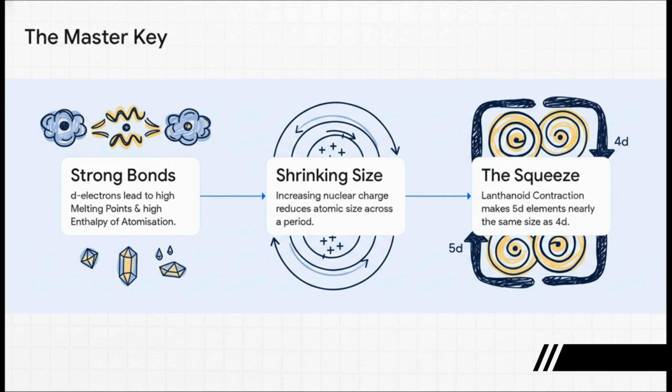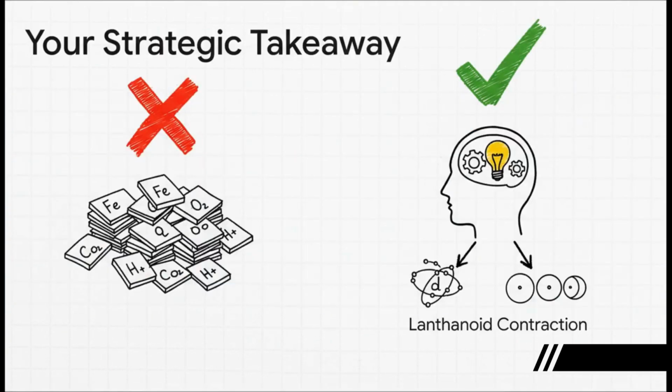See? It's all connected. So what's the game plan for CUET? First, stop making flashcards of isolated facts. Just stop. Instead, start asking why. Connect every single physical property back to what those d-electrons are doing and the consequences of poor shielding. I'm telling you, if you can explain the lanthanoid contraction in your own words, you are ready for any question they can possibly throw at you.